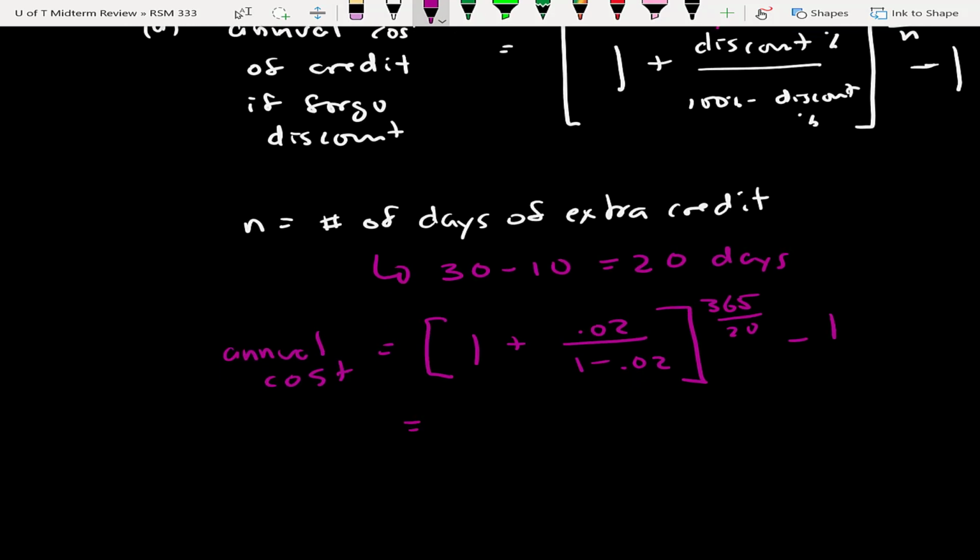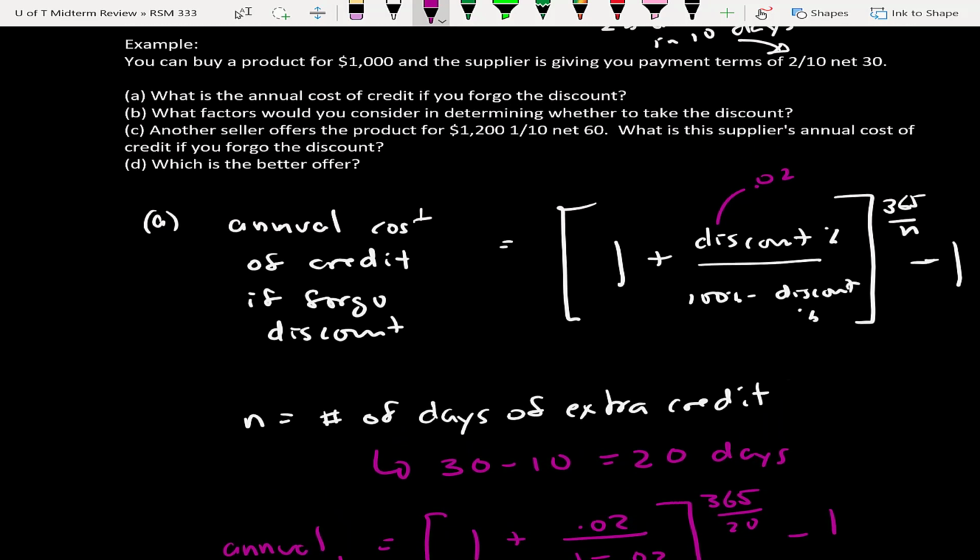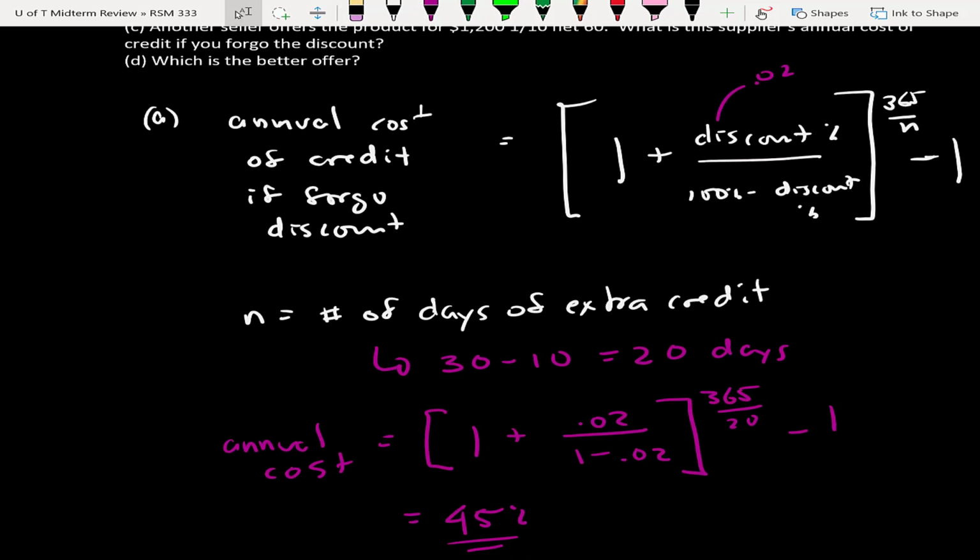So this works out to 45%, which is very expensive. It's costing you interest of 45% by skipping the discount. So let's go to the second question. What factors would you consider in determining whether to take the discount or not?